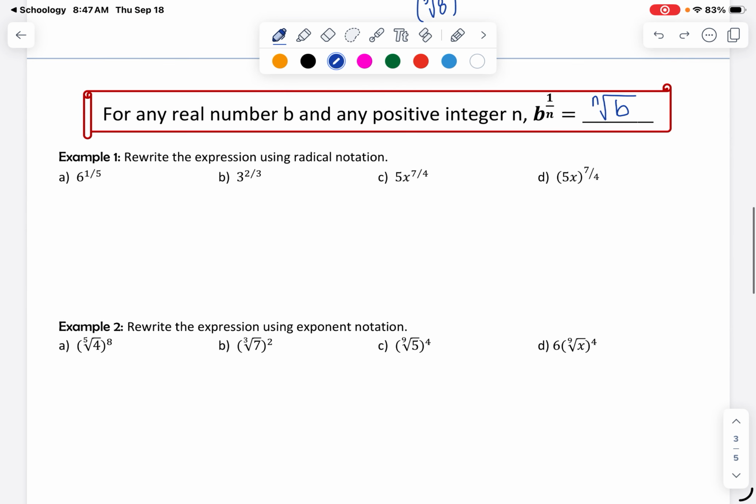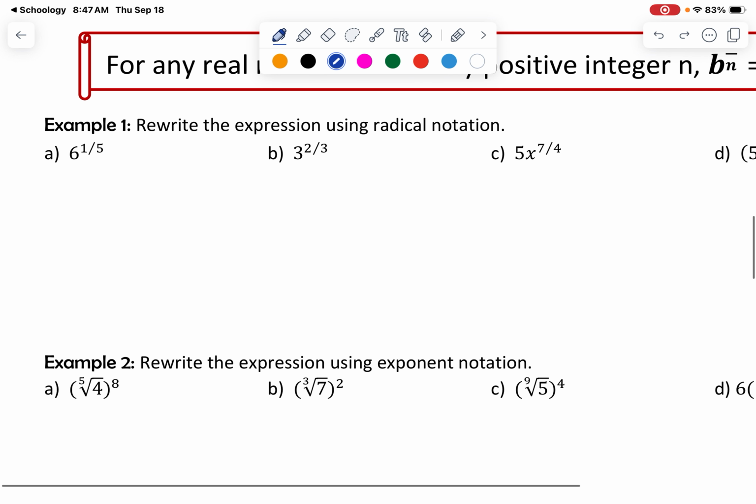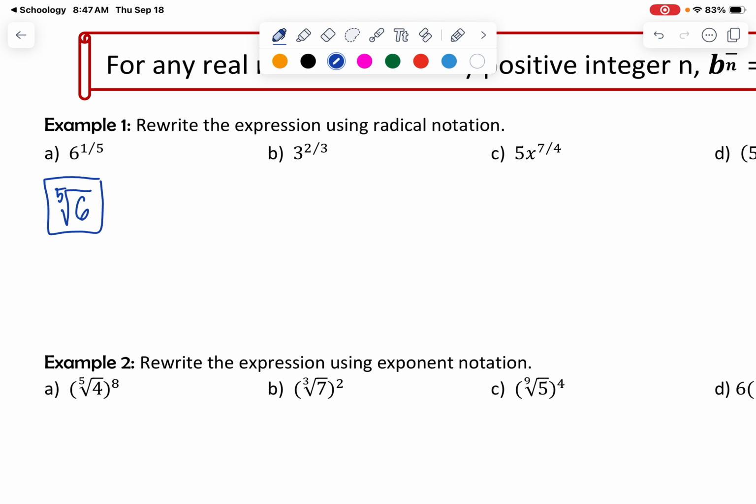So this section says rewrite each expression using radical notation. All we're doing is rewriting. We're not evaluating, but all of the problems we're giving you here, we can't evaluate anyway. Here we have 6 to the 1/5 power, so we can rewrite that as the 5th root of 6. Next one, 3 to the 2/3 power, so we can do the cube root of 3, and then squared.